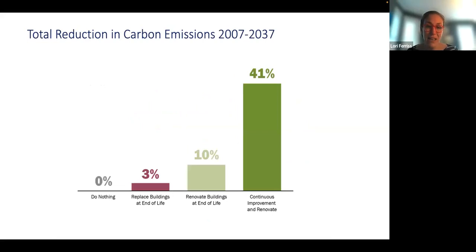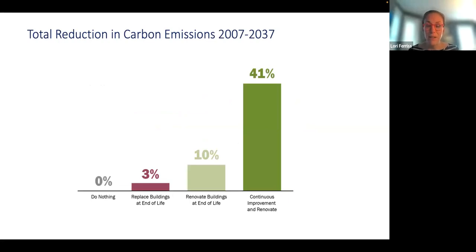Next slide. And what we see when we look at that previous graph in terms of total carbon emitted during that 30-year window, is that if we just build new in an attempt to get to net zero, we're only going to save about 3% of the carbon that we would have emitted by doing nothing at all, as opposed to if we take that approach of both reusing and improving energy efficiency, we see a savings of 41% of emissions.